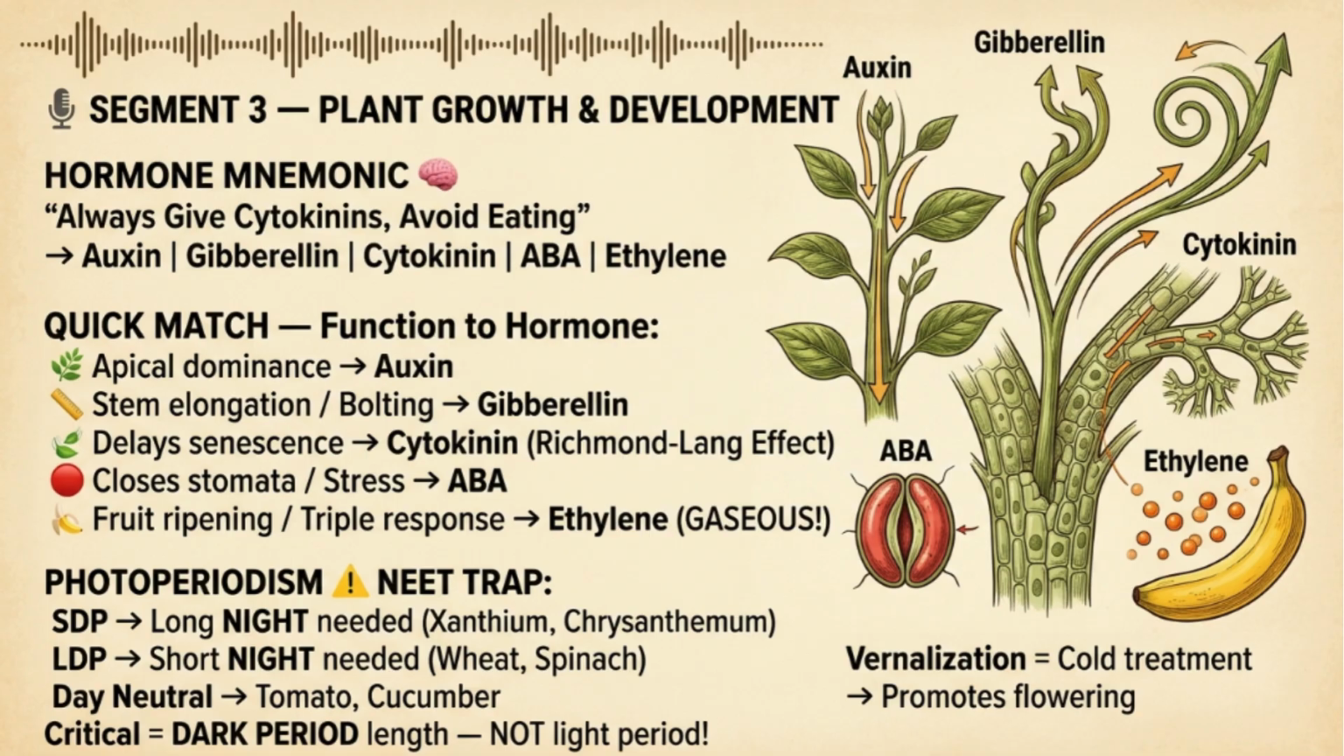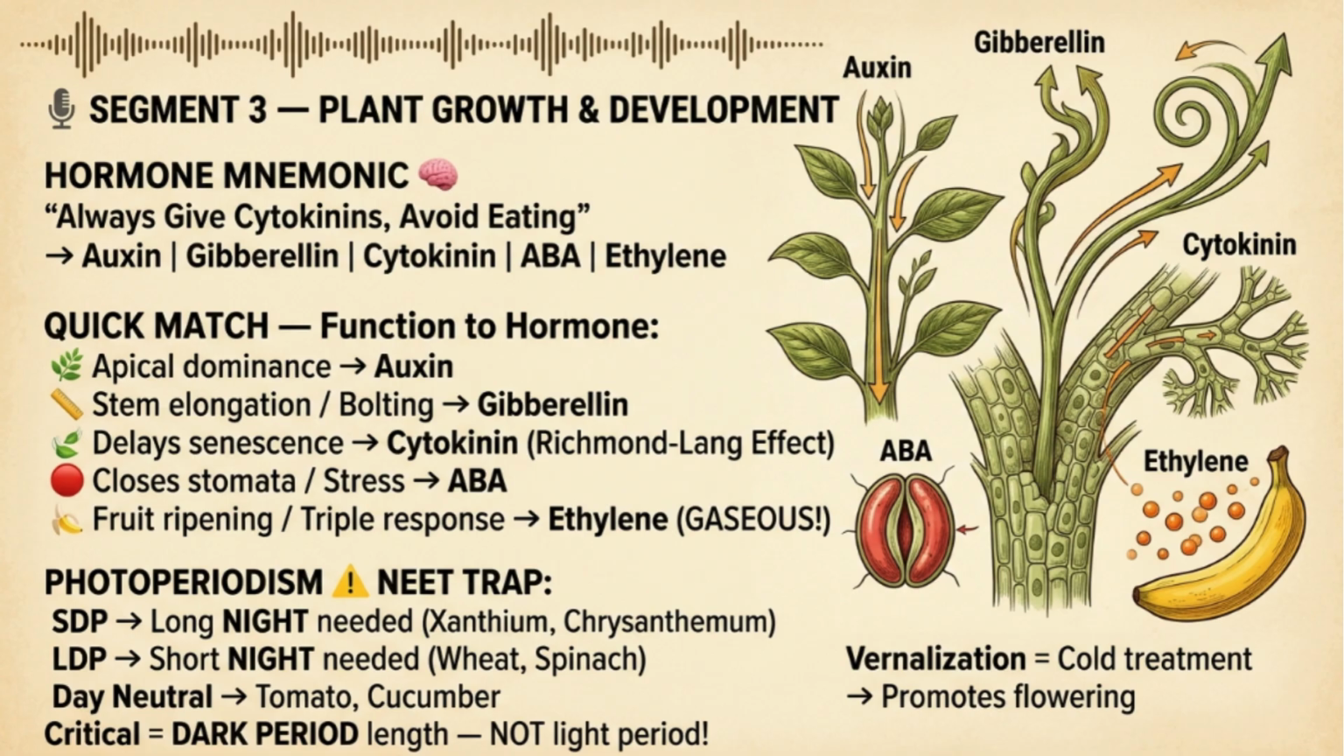Scenario 2. A farmer sprays a chemical on biennial wheat plants and they flower in their very first year, a phenomenon called bolting. Which hormone did the farmer use? Gibberellin. Gibberellins promote stem elongation and can induce flowering in long-day plants even under non-inductive photoperiods. They are also essential for seed germination and breaking dormancy.